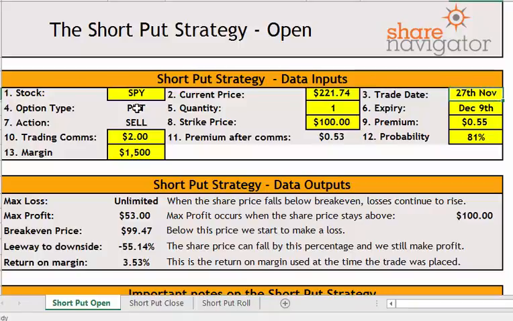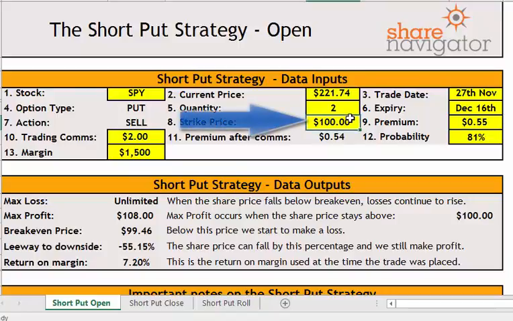So we're selling the put. And let's say we wanted to change the quantity to 2. The expiry being used at the moment is December the 9th. But let's say we wanted to sell the December 16th puts, so we change that to that expiry. The action, again, is grayed out here. It's automatically sell because it's a short put strategy.